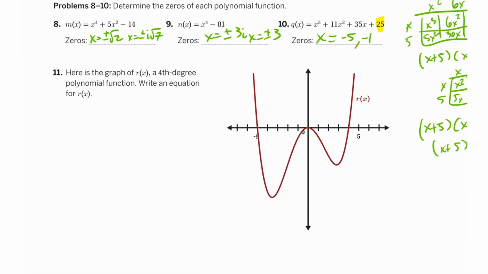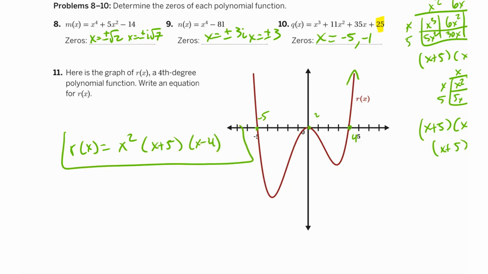And then the last one here, here's the graph of r of x, a 4th degree polynomial. Write an equation for r of x. So we're not given any y values, so we don't have to worry about any vertical scaling. But if we're going to call this r of x, it is positive because my right side is pointing up. I see that my zeros are going to be at negative 5, 4, and 0. And then this one has a multiplicity of 2. So I'm going to do x squared, x plus 5, and x minus 4 for my equation.